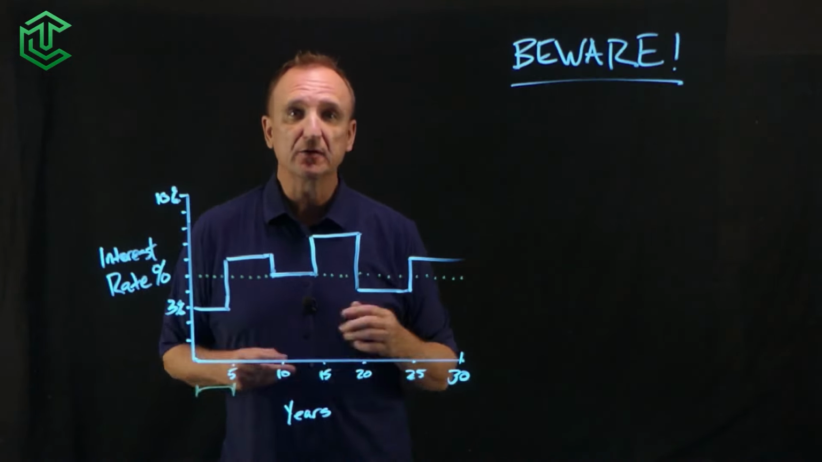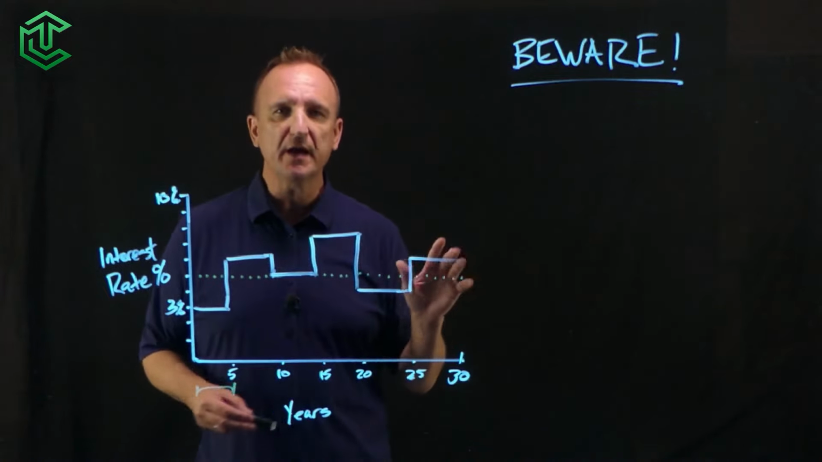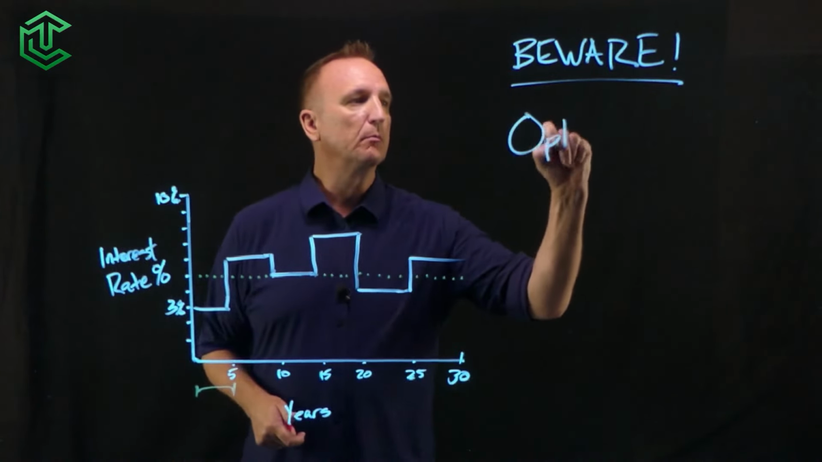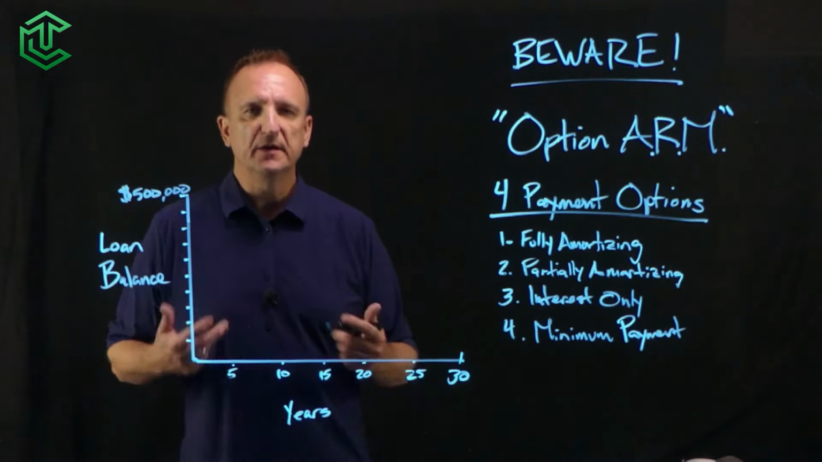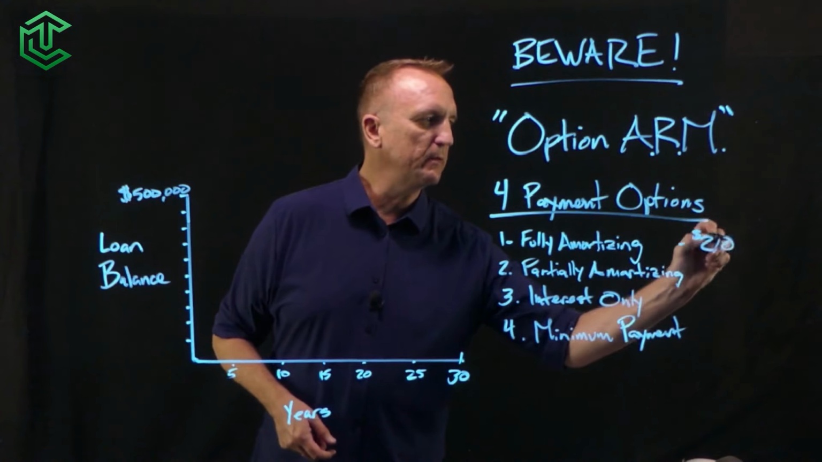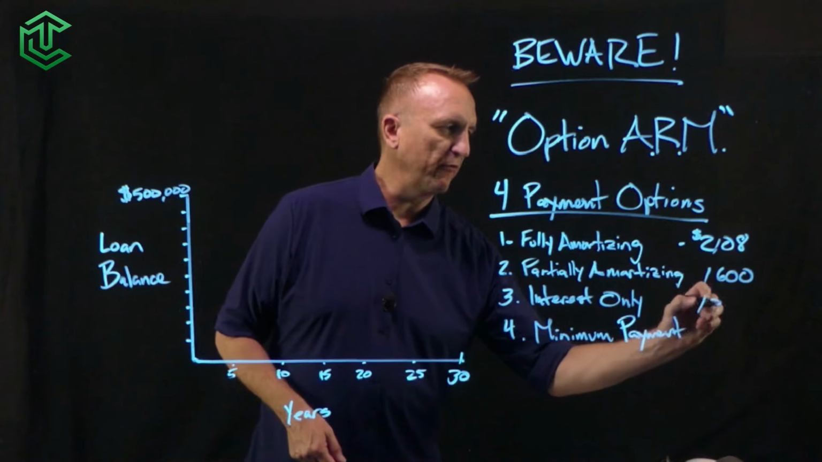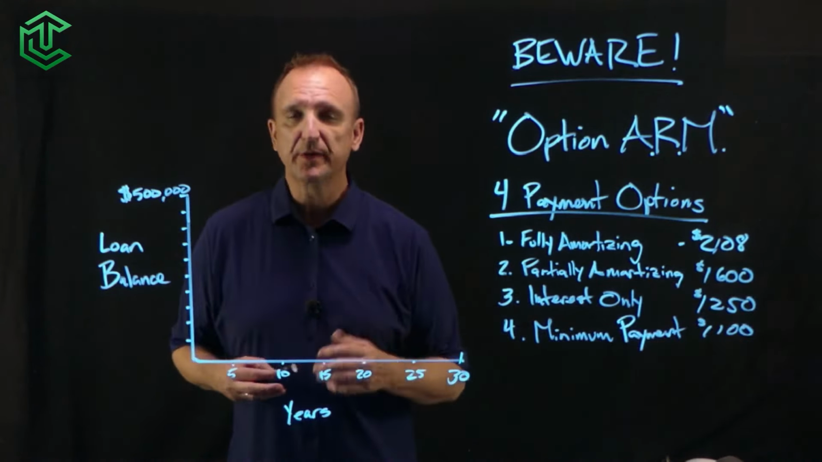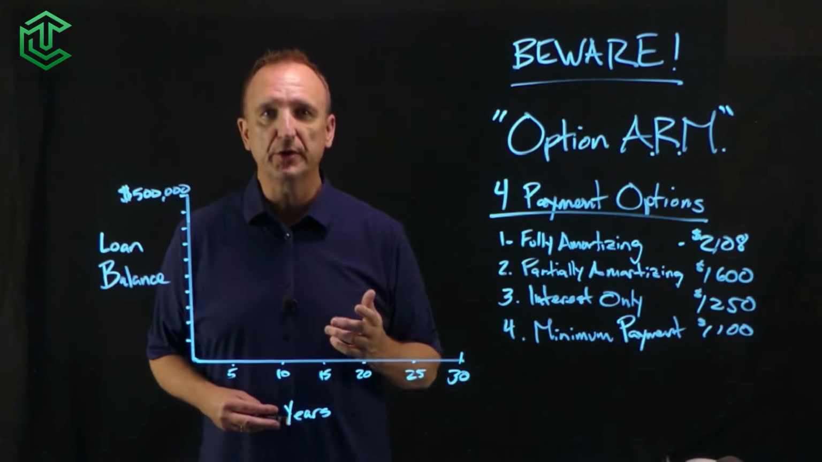But if you do decide to get an ARM loan, there's one thing you need to be watching out for, because it's probably the biggest scam in all of mortgage lending, and that is called the option ARM. The option ARM gives you 4 different payment options. In the example I just showed you, you might remember our first payment was $21.08. They might give you an option of $1,600 a month, $1,250 a month, or maybe $1,100 a month. That might sound appealing at first, but remember, your interest accrues no matter what you pay.